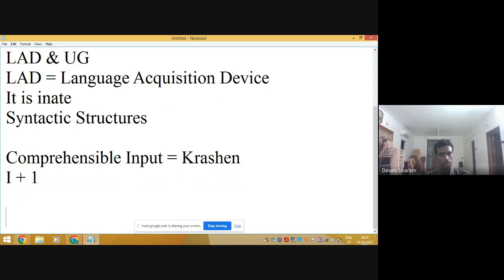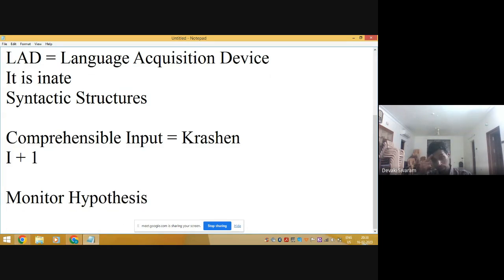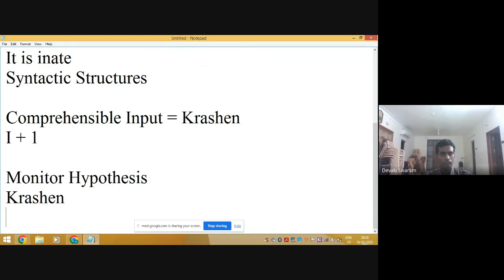Then monitor hypothesis. Again, with whom is it associated? Again, it is associated with Krashen. What does Krashen say? There is a monitor. Monitor means something that checks for grammatical errors. And if this monitor, if it works too much, what will happen to your fluency?